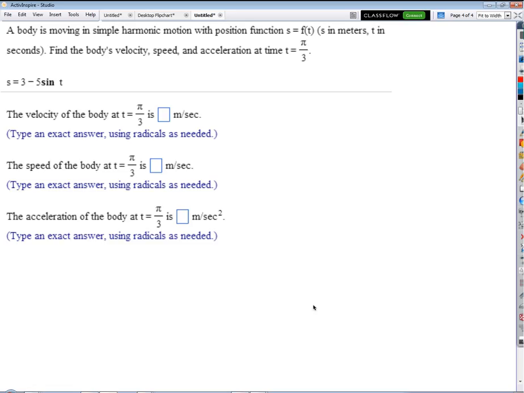Okay, so now we've got a different position function, but the same idea. We want to find the body's velocity, speed, and acceleration at that time, when t equals pi thirds. They give us the position function, just like before. Now don't wig out, because this is a sine function. It's not that big a deal. It's just a function that you know how to differentiate, right? It's not the end of the world.